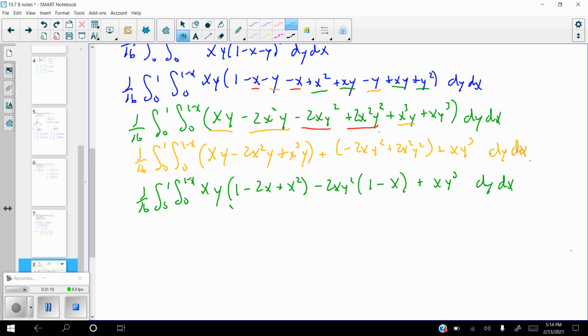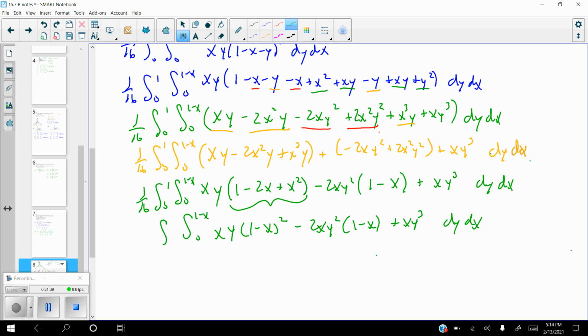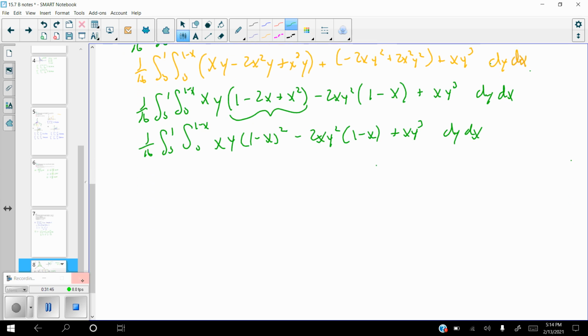And this piece right here factors. That's the same thing as 1 minus x times 1 minus x, or 1 minus x squared. So I'll have xy times 1 minus x squared, minus 2xy squared times 1 minus x, plus xy cubed, dy dx, with limits 0 to 1 minus x, 0 to 1, and 1 over 16. Make sure that that's right. Yeah, I think that's probably what I want to do there.